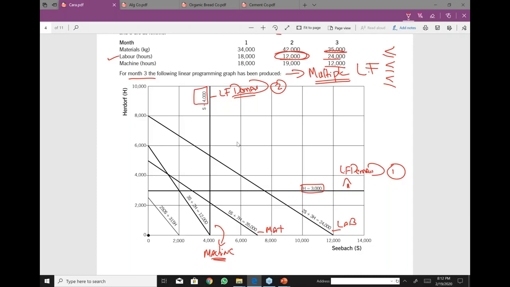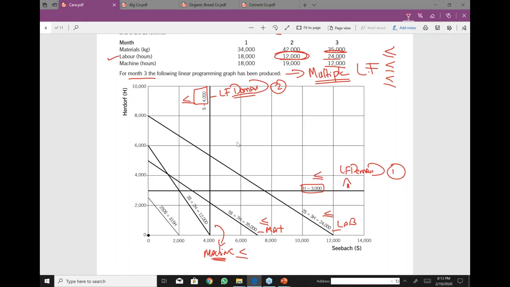Now all the equations: material less than or equals to, labor is less than or equals to, demand is less than or equals to, this demand is less than or equals to, machine is less than or equals to. So all the limiting factors are less than or equals to, which means these are all maximum available and you will not get any of the resources after that. So we need to find out the feasible area.